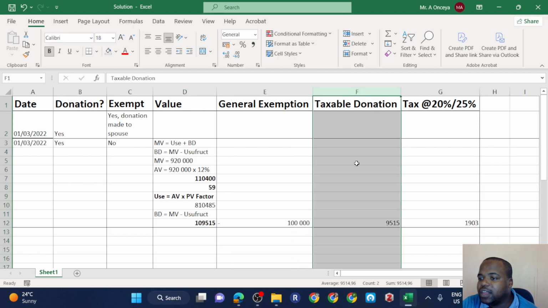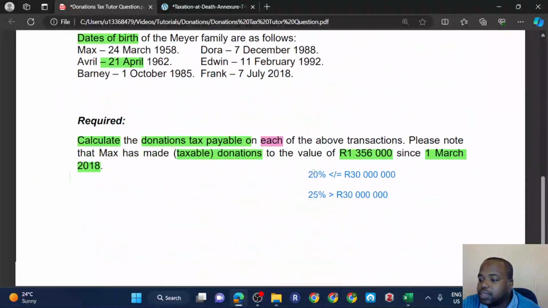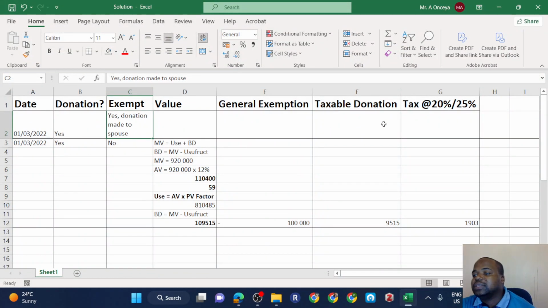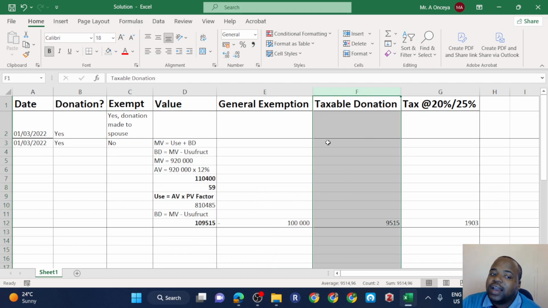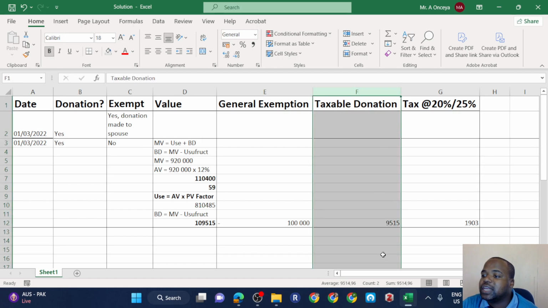And then here, this is the value, like this 9,515 rands, this is the value that affects the aggregate of his taxable donations. So in other words, for example here, the usufruct doesn't affect this total, this 1,356,000 threshold. Why? Because it is exempt, so it doesn't affect it. Hence I say just stop right there, because in some questions you'll have to take note of what the aggregate value of total donations is, so that you are able to determine whether to use 20% or to use 25%. So the values that land in this column are the only amounts that affect that total. So please be mindful of that. Okay.